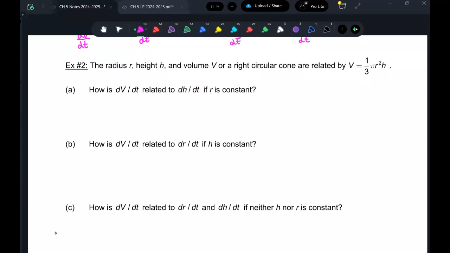Okay, here we have a right circular cone. Volume is 1/3 pi r squared times the height. What would we do if r is a constant?